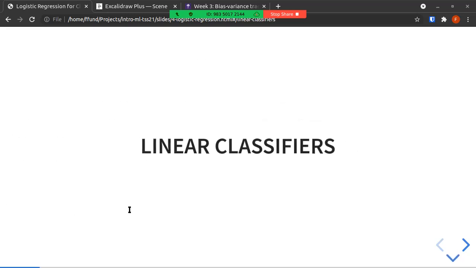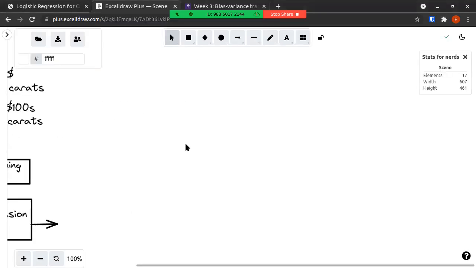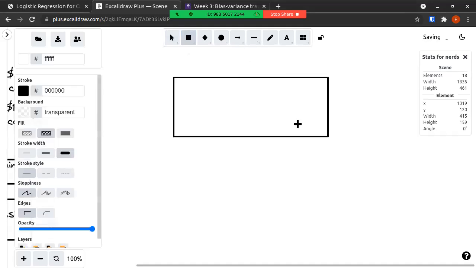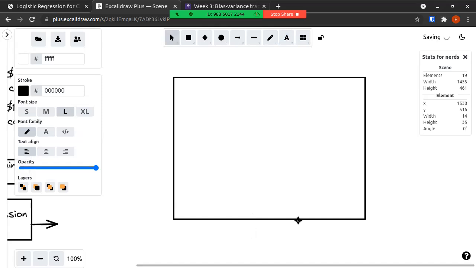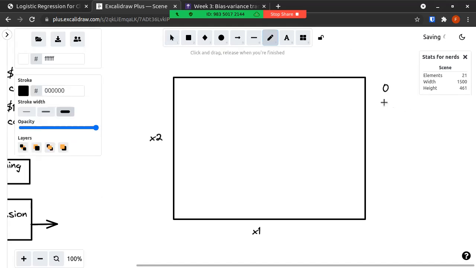Now we'll start by talking about linear classifiers. So let's make a little drawing here. What is a linear classifier? Okay, so suppose I have some data. My data has two features, x1 and x2.